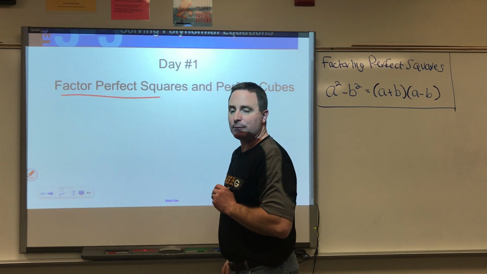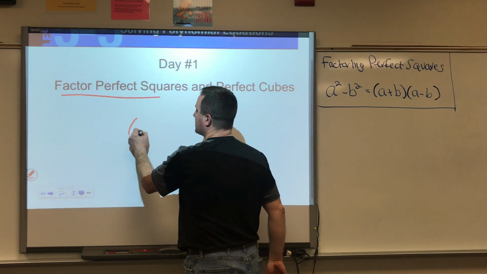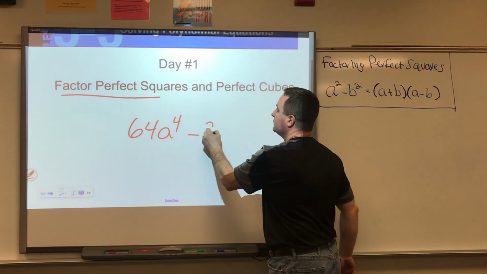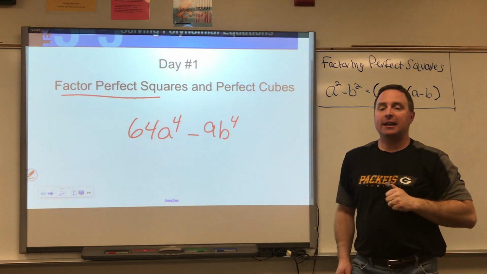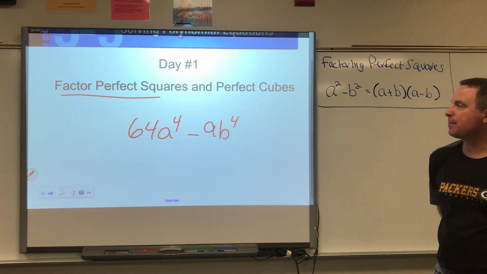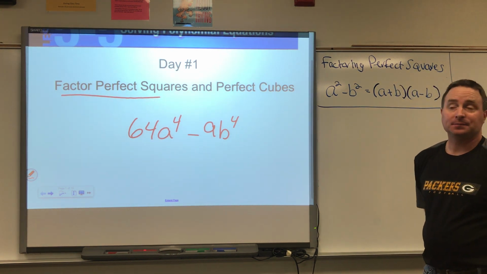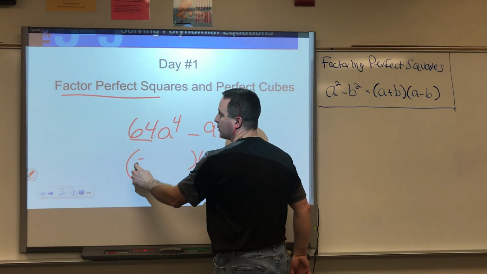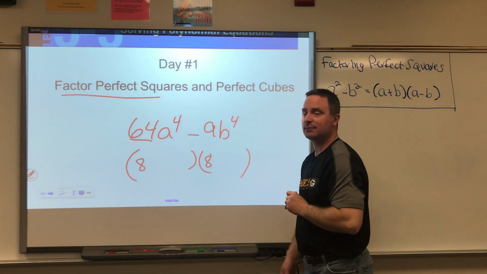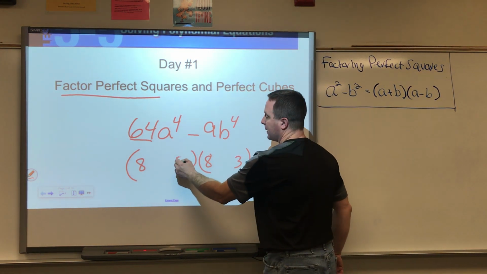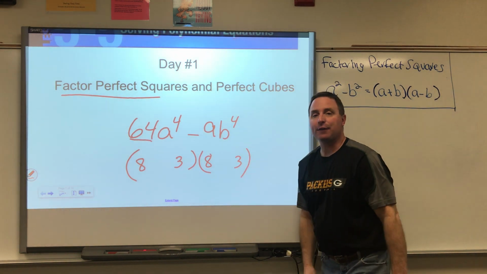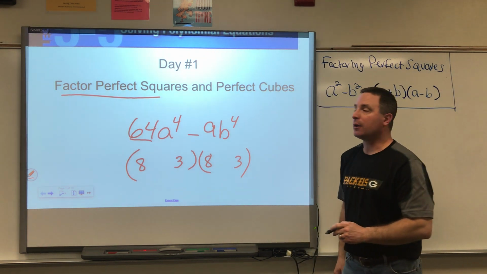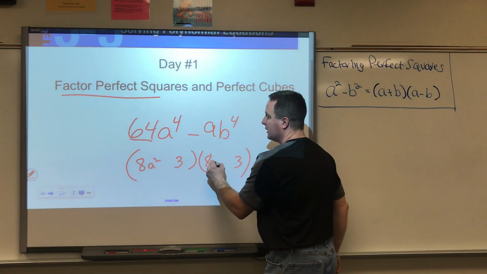What if I had one that was maybe something like this: 64a to the 4th minus 9b to the 4th. Can fourth powers be perfect squares? They sure can. I'll get to that in just a second, but if I look at my numbers, 64 is a perfect square. The square root of 64 is 8. So 8 and 8. 9 is a perfect square. It's going to be 3 and 3. But what about that a to the 4th? How about the square root of a to the 4th? The square root of a to the 4th is going to be a squared and a squared.